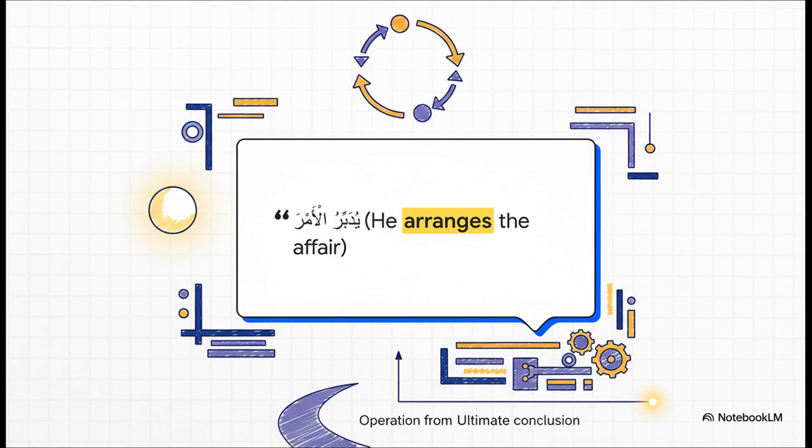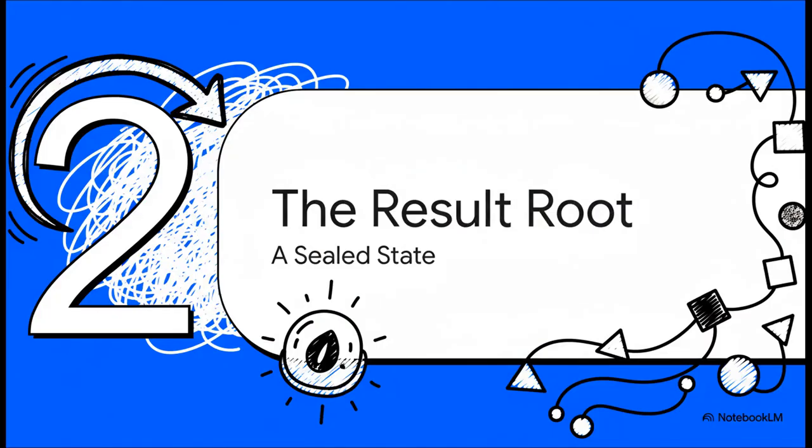We see this concept used so powerfully in the Quranic phrase yudabbiru al-amr, which means he arranges the affair. Now, this isn't just about simple planning, like making a to-do list. It implies a divine kind of regulation, one that manages an entire system because it's already aware of and operating from its ultimate conclusion. Okay, so if DBR is the action of working from the end, then what exactly is that end state it's aiming for?